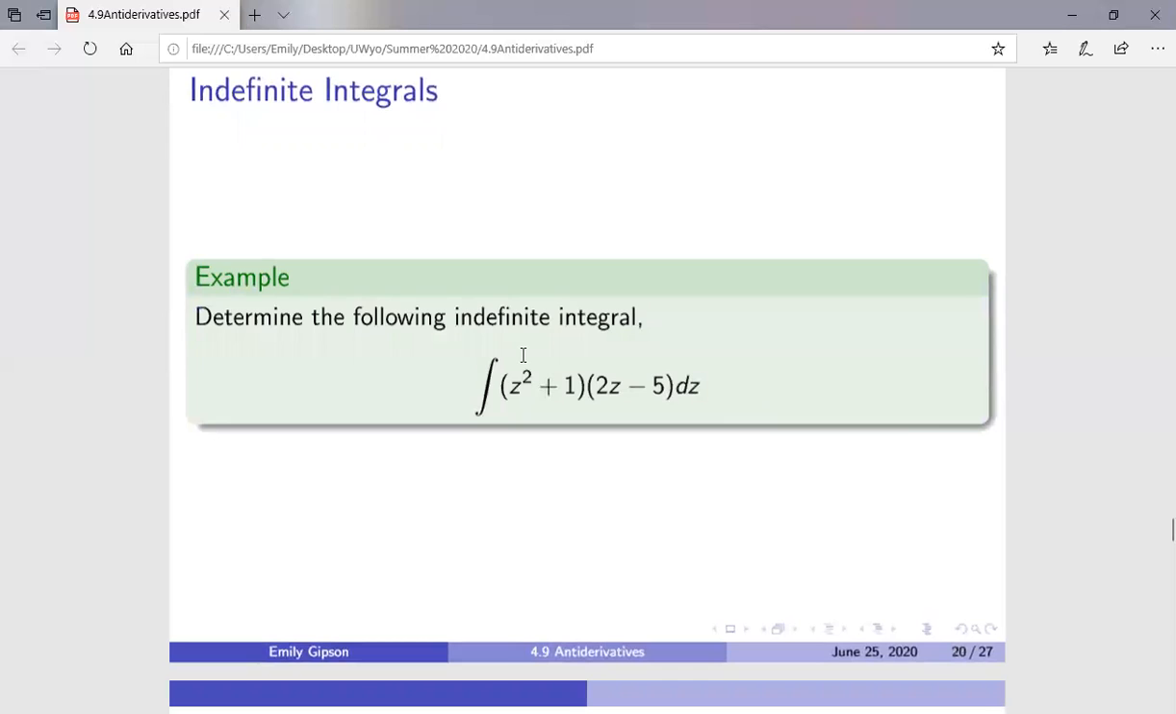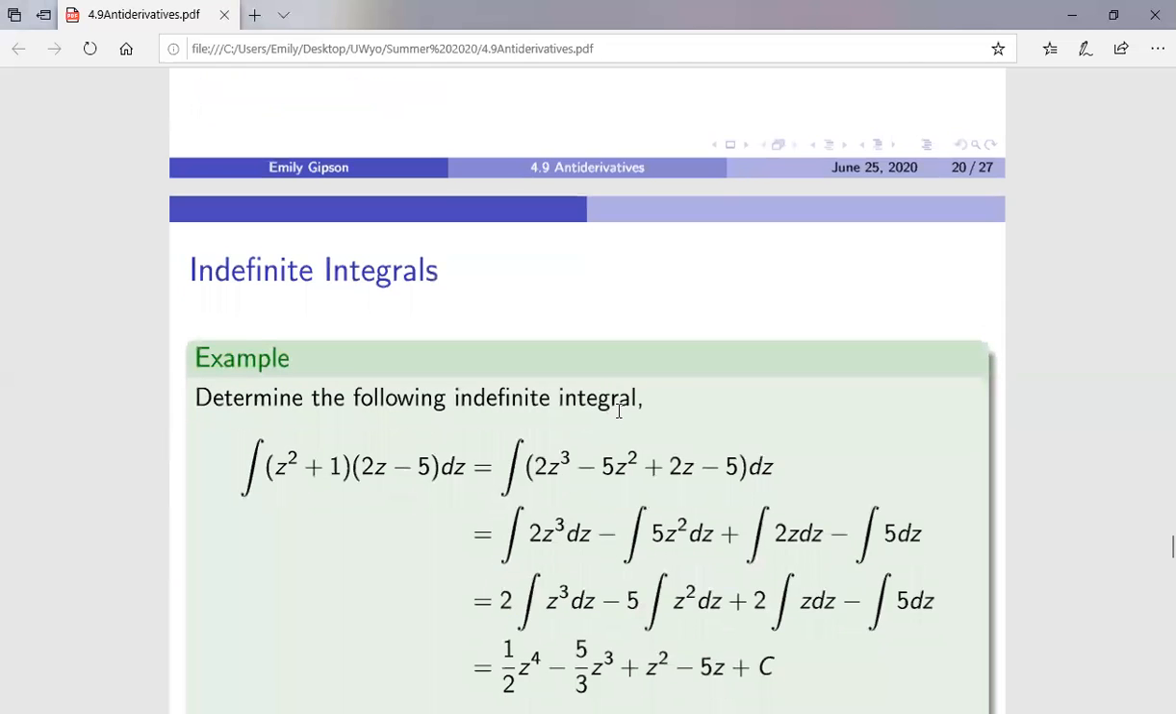So determine the following indefinite integral. And I've got z squared plus 1 times 2z minus 5 as my integrand, and my differential is dz. That means we're treating z as our independent variable. z is what we're taking the integral with respect to. So let's work this together.